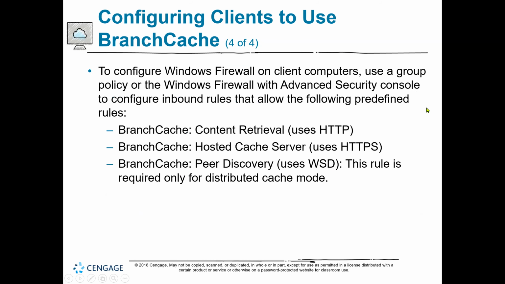To configure Windows Firewall on client computers, use a group policy or the Windows Firewall with Advanced Security console to configure inbound rules that allow the following predefined rules: BranchCache content retrieval, HTTP; BranchCache hosted cache server, HTTPS; BranchCache peer discovery, WSD. This rule is required only for distributed cache mode.